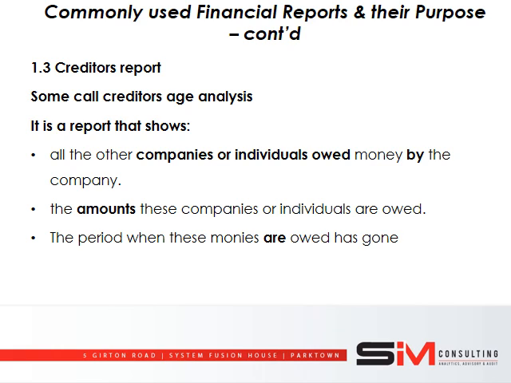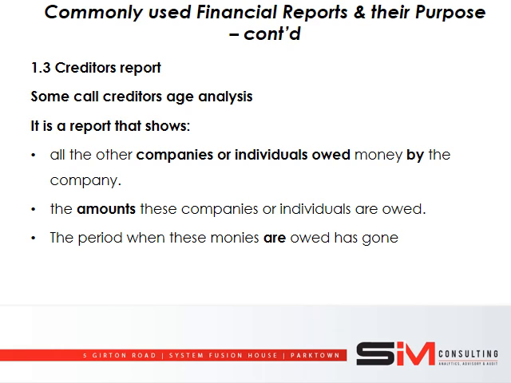One, three features are the same: you will see the companies or individuals that your business owes money. The difference here is by the company. Previously, be reminded, on debtors, it's those that owe your company. That is the companies or individuals that owe your company. In the case of creditors, it's individuals or companies that are owed money by your company.